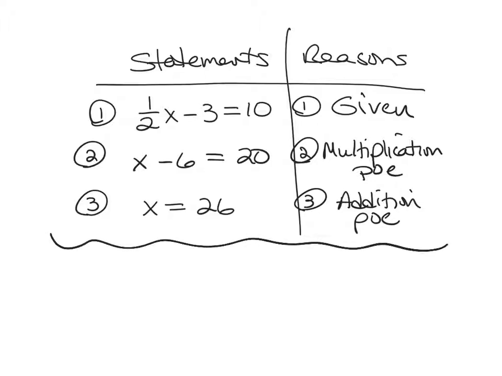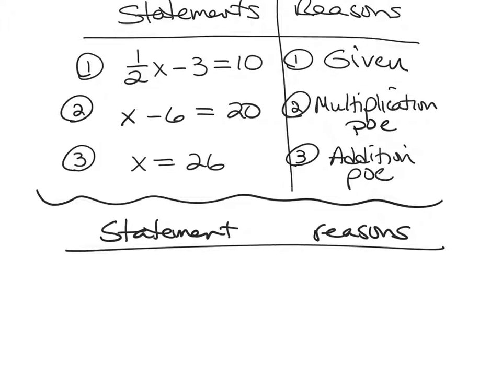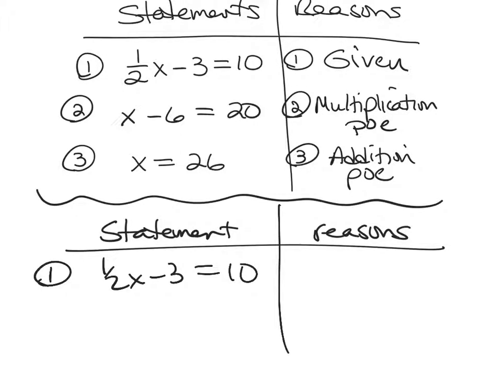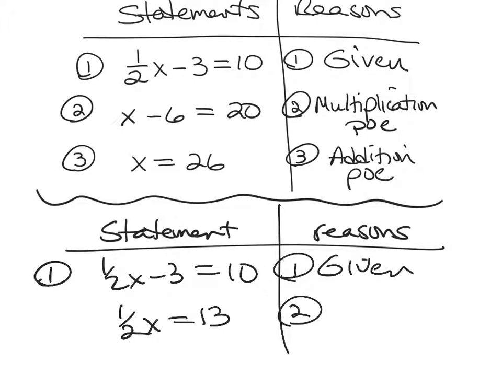So let me show you the same problem. Again, statements, reasons, same problem, 1/2 x minus 3 equals 10. This time, instead of getting rid of the fraction, I'm going to add 3 to both sides. So here, we're going to add 3 to both sides. So 1 was given, 2 is adding 3 to both sides.